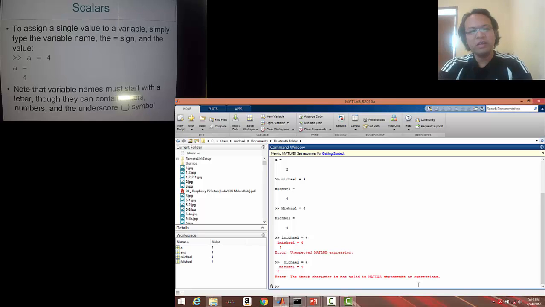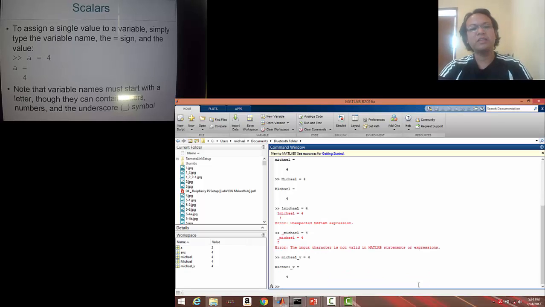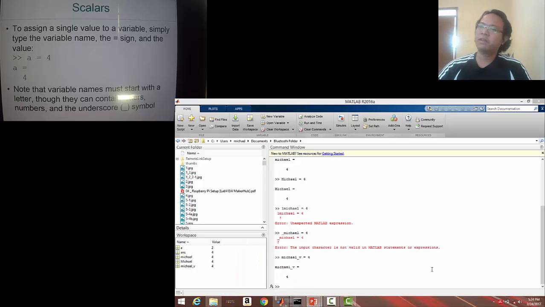But if you put an underscore inside, say Michael_v equal to 4, that is possible because the underscore is somewhere in between in the name of the variable. Okay, and even with a number. Something like that, right?